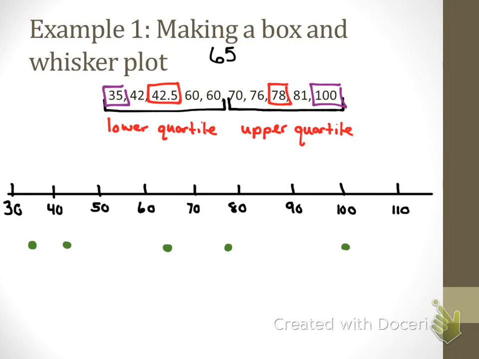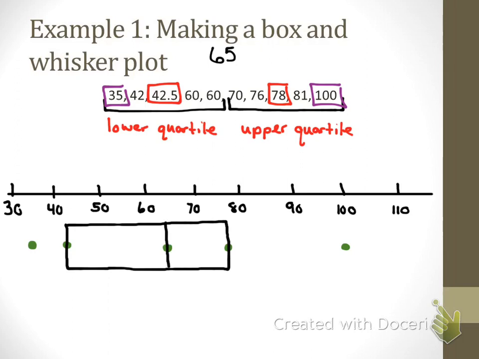All right, now last but not least, I need to draw a box. So this is where the box part comes from in our box and whisker. I need to draw a box around my medians. And notice that my point is right in the middle, okay? So it's not in the upper or lower part, it's right in the middle.